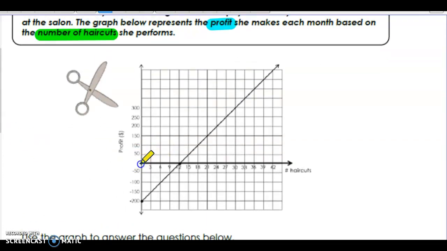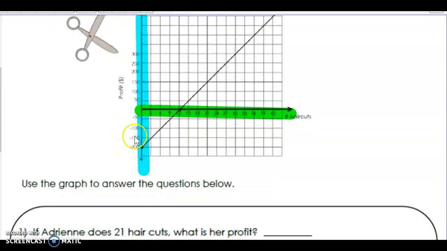So you're going to see that the haircuts are right along here, which is the x-axis. The x-axis tells us what the independent variable values are. The y-axis tells us what our dependent variables are. All right, so if I'm starting at negative 200, what that means is that she's going to pay money to make money. So she's starting in a negative. The slope is obviously positive as it's increasing. So that means she's going to increase from 200.